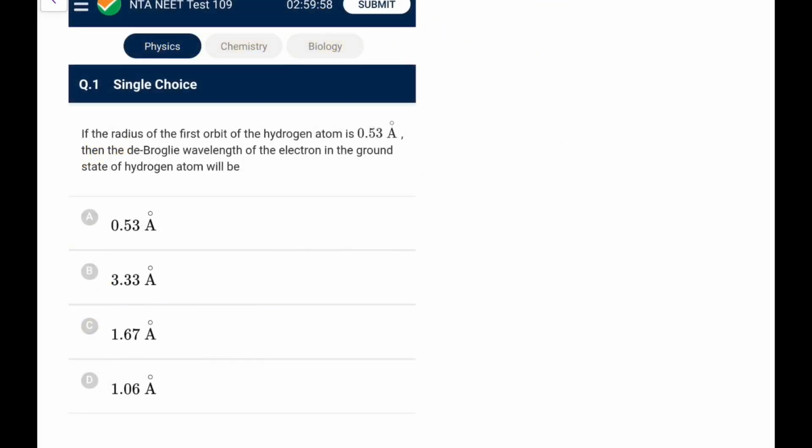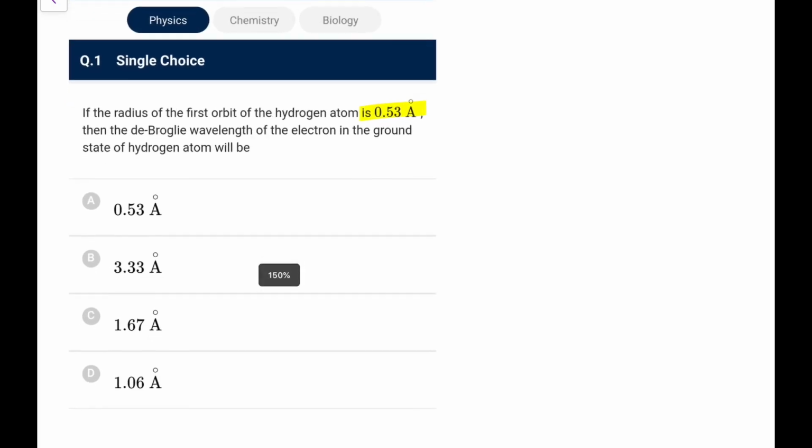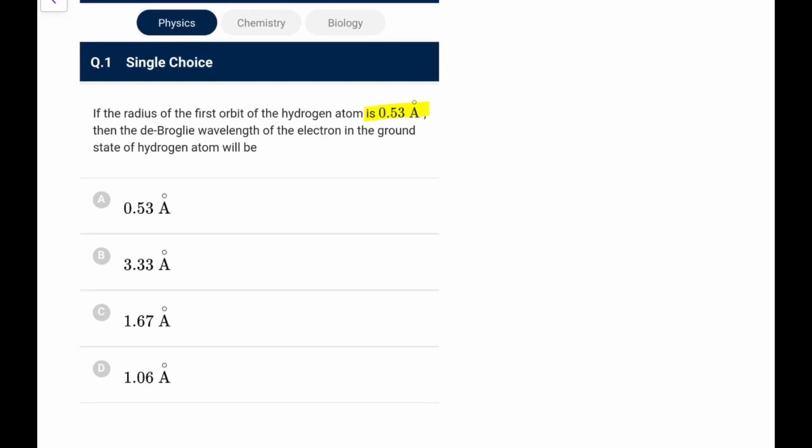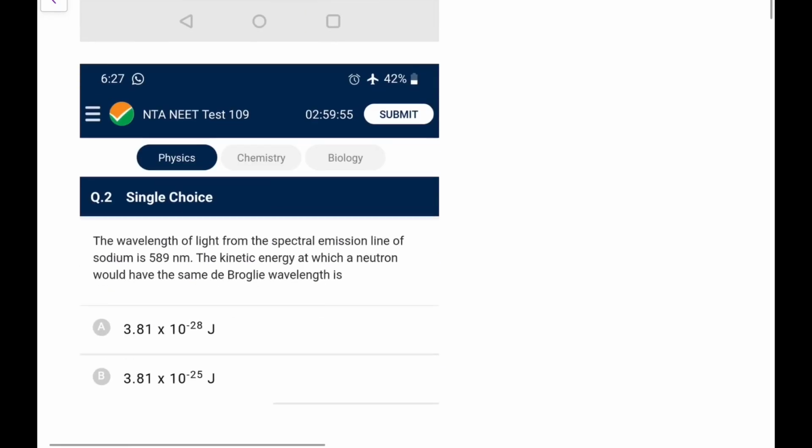Now first question: if the radius of the first orbit of the hydrogen atom is 0.53 angstrom, then the de Broglie wavelength of the electron in the ground state of the hydrogen atom will be. So you know from the de Broglie explanation of the Bohr model that 2 pi r is always equal to n lambda for the standing wave condition, and then for n equal to 1 we get the de Broglie wavelength equal to 2 pi r, which is 2 pi into 0.53 angstrom. That would be 3.33 angstrom if you calculate.